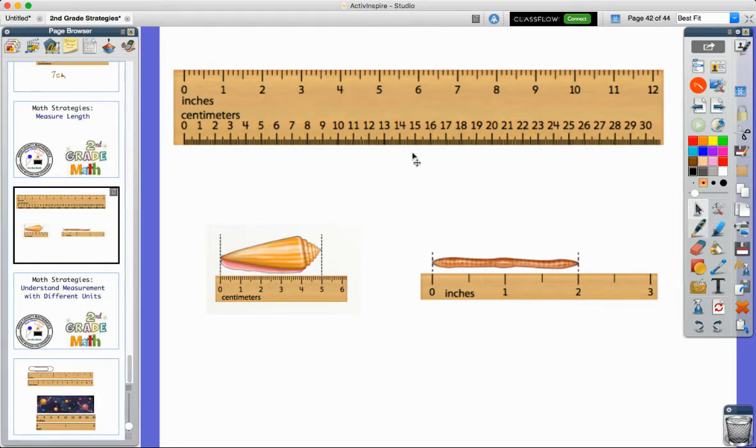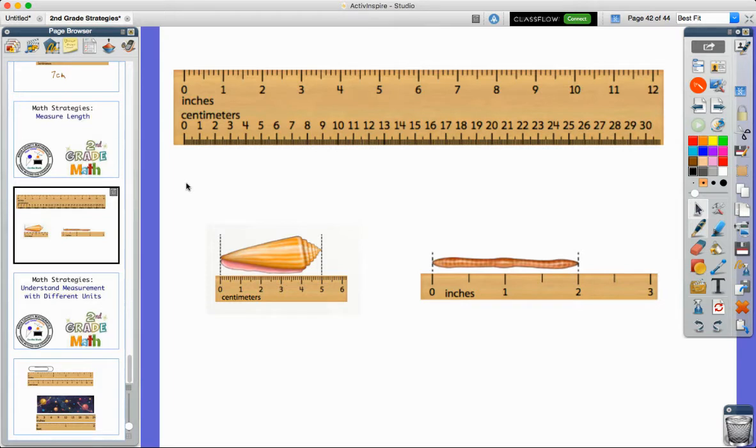So here's a picture of two objects that showed up in your book. All right, we have our centimeter object and our inch object. So we have this shell, and they chose to measure that with centimeters. Now we know, if we look back up here, that centimeters are actually smaller. So I have 1 inch. If I line them up, I already have a little more than 2 centimeters when I line it up with an inch. So centimeters may be used for measuring smaller objects, whereas an inch may be used to measure some things that are going to be a little bit bigger.